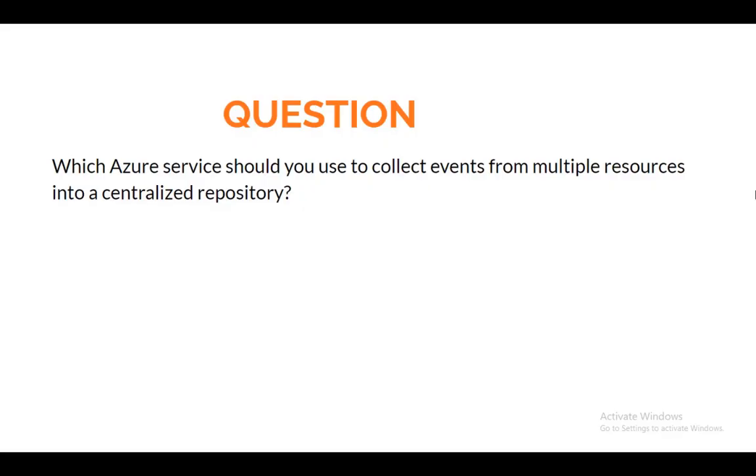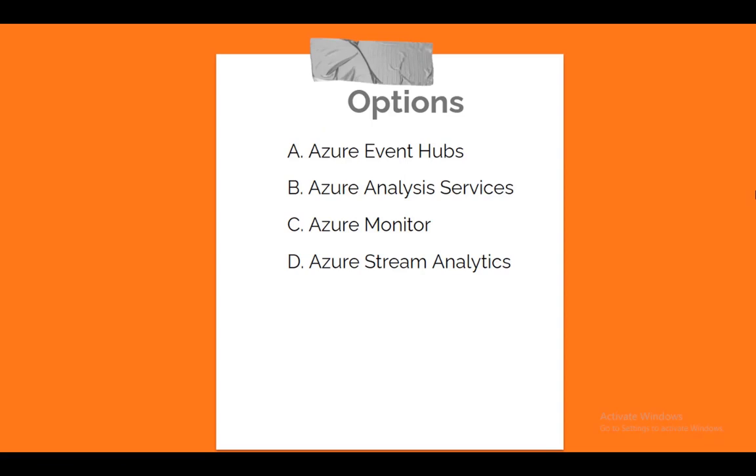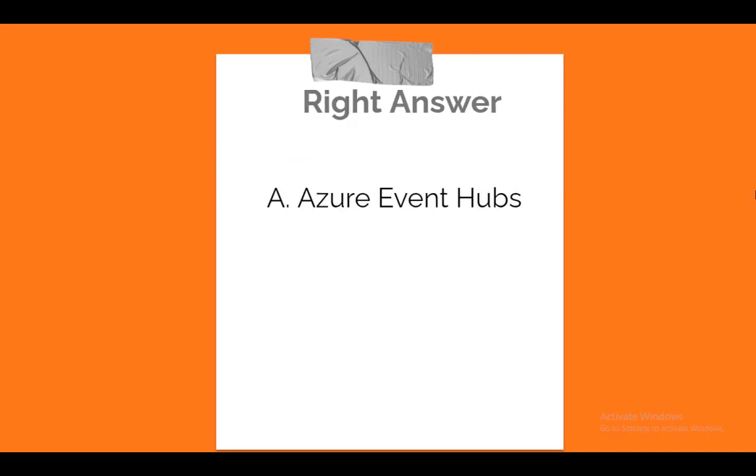Next question. Which Azure service should you use to collect events from multiple resources into a centralized repository? And here are the options. Option A, Azure Event Hubs. Option B, Azure Analysis Services. Option C, Azure Monitor. Option D, Azure Stream Analytics. And the correct answer is Option A, Azure Event Hubs.